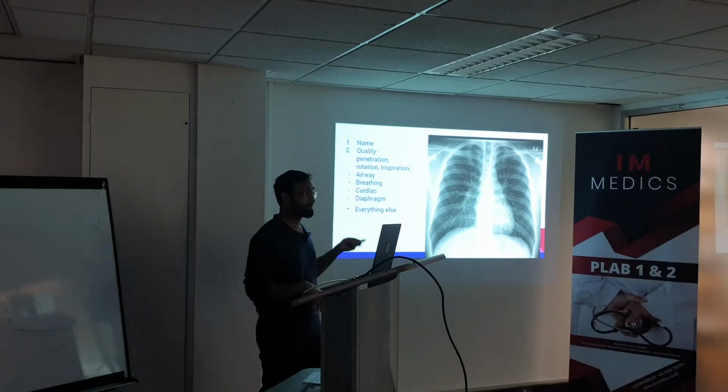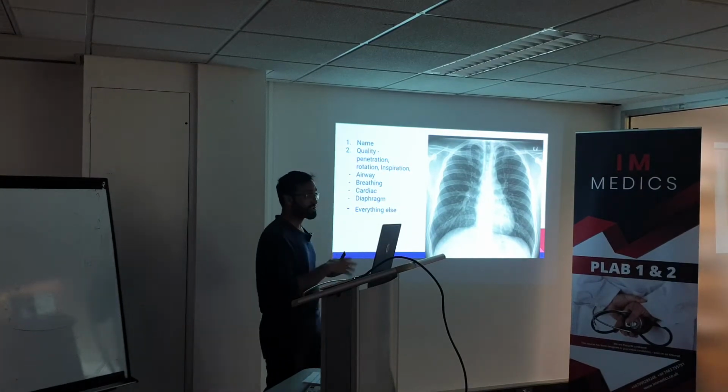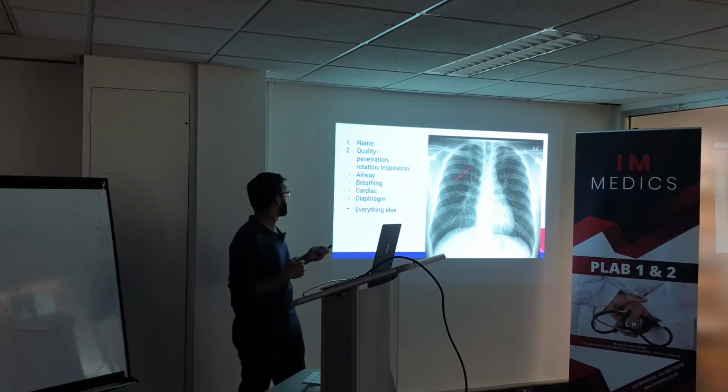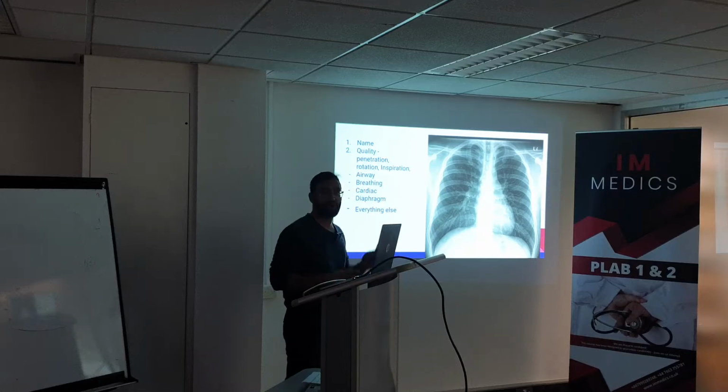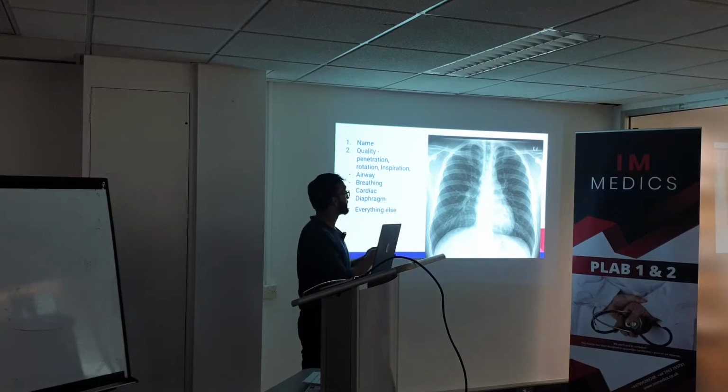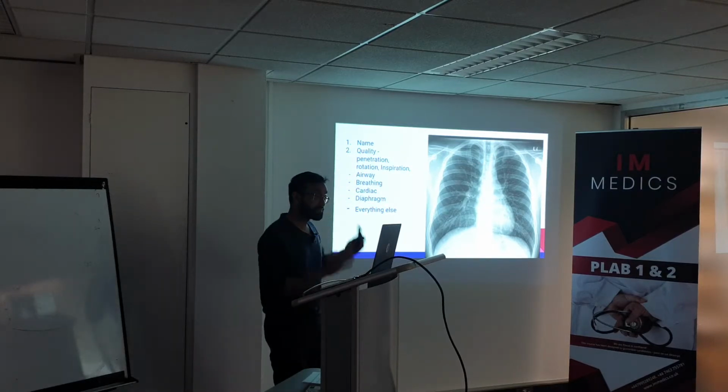And then you look at the quality of the X-ray. You look at the penetration. You look at the angle, is it AP or PA, and you look at the rotation. So, does anyone know how to look at the rotation of the X-ray? You look at the spinous process, and then you have the medial aspect of the clavicle. The spinous process has to be equidistant to the medial aspect of the clavicles, so that you know it's a good rotation of the X-ray.